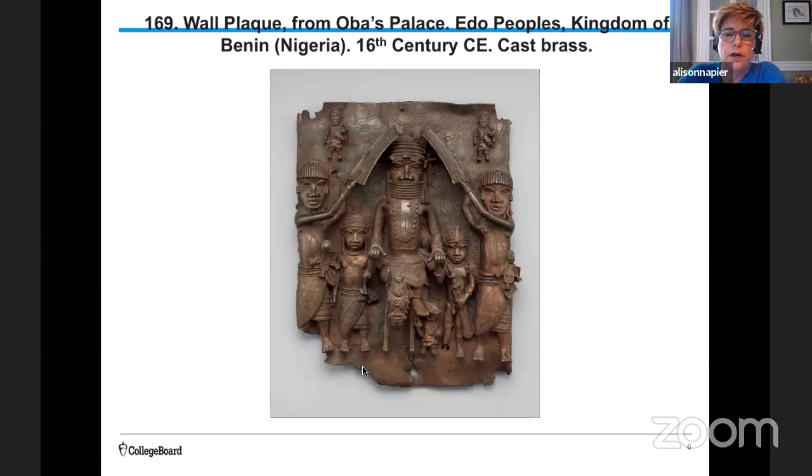This is from Content Area 6, number 169. Not that you need to know that stuff, but this is the wall plaque from the Oba's palace. And we can see the Oba here, the central figure. So we automatically can recognize we have some hierarchy of scale. He is the largest. He is in the center, and he's flanked by attendants who are smaller in stature.